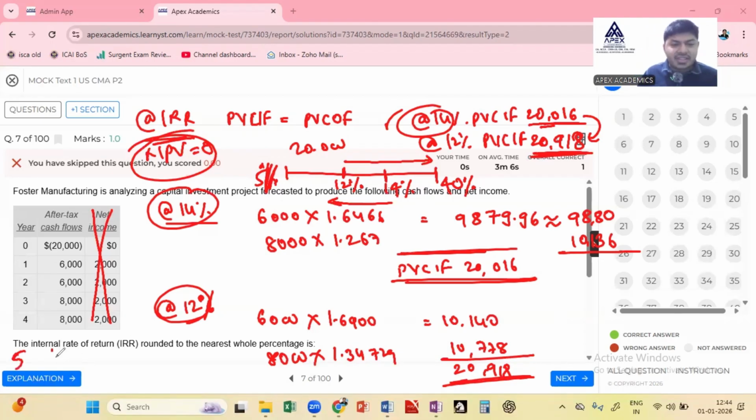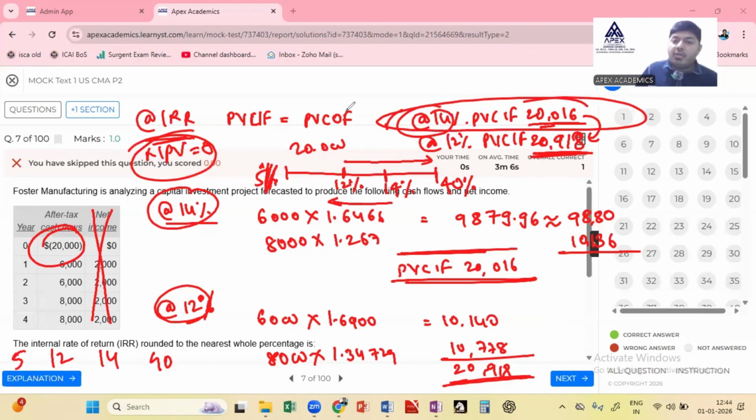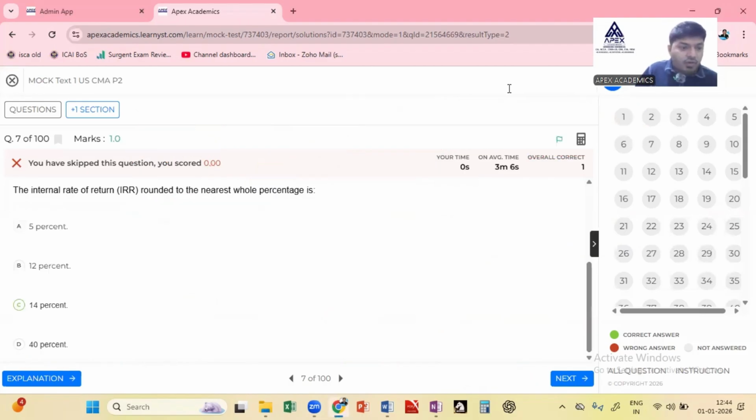What are they? 5%, 12%, 14% and 40%. I want to catch that percentage that gives me a value that is closest to 20,000. And what is coming closest to 20,000? The answer is 14% amongst the options that have been provided to me by the examination. Therefore, what is my answer? My answer comes to 14%.